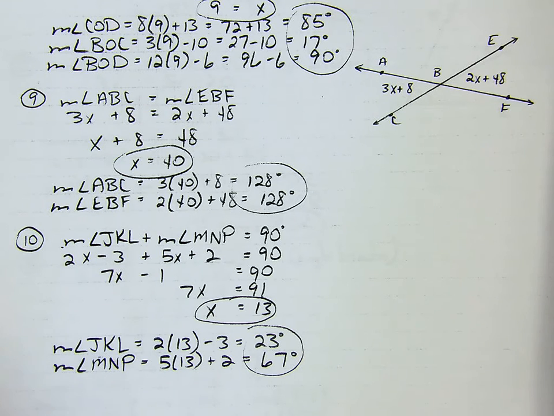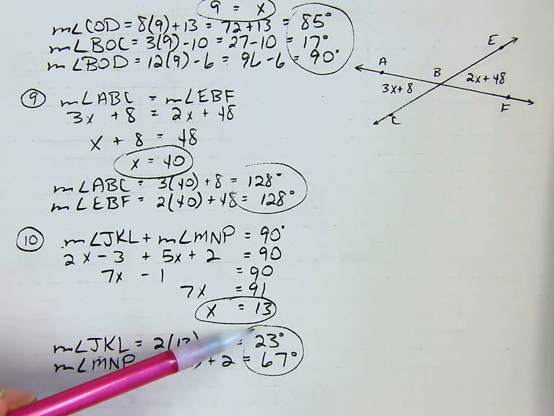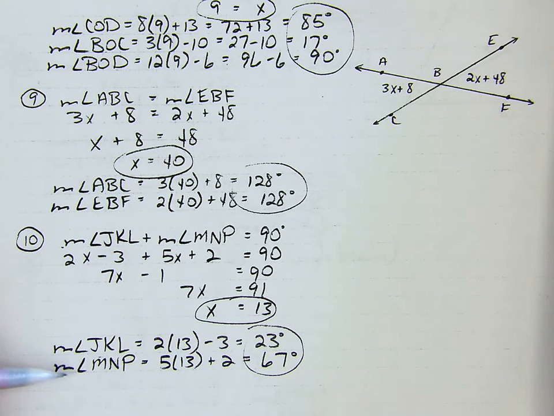And then again, we find the variable x, but then we got to find the measure of the angles. So we just plug it back in. This time they didn't even ask us for x. That's not really a part of the answer. But we had to have it to get the measure of the angles. So the measure of JKL, remember, was 2 times x minus 3, or 2 times 13 minus 3. That'd be 26 minus 3 is 23. And the measure of MNP, 5 times x, or 5 times 13 plus 2. So that's 65 plus 2 is 67.